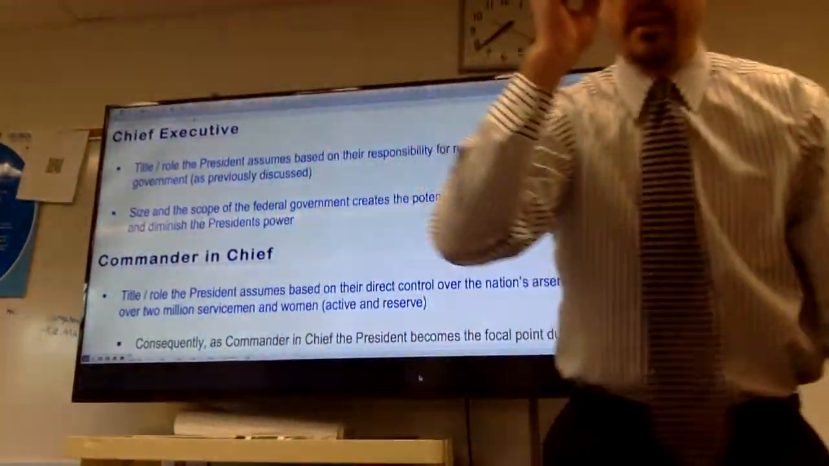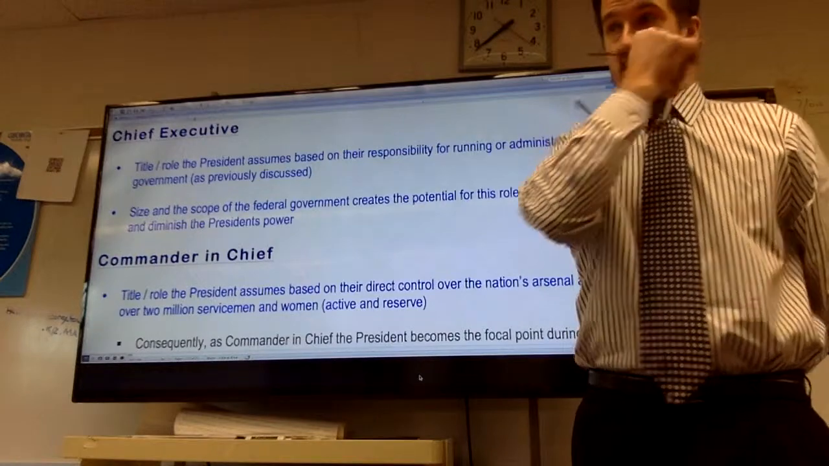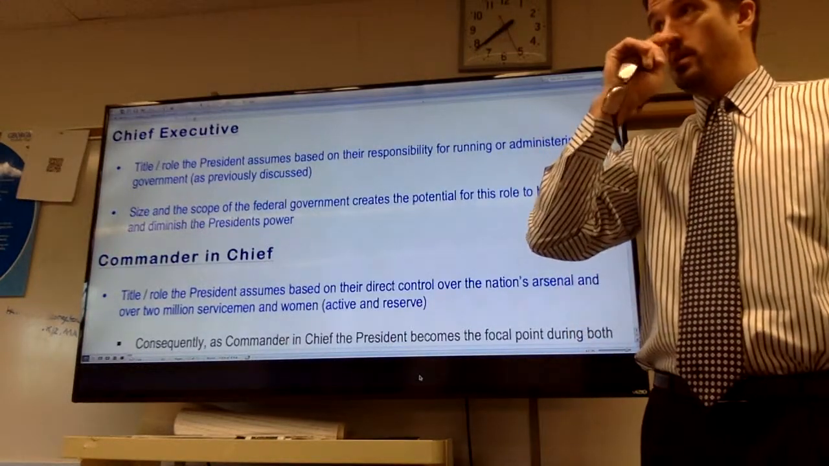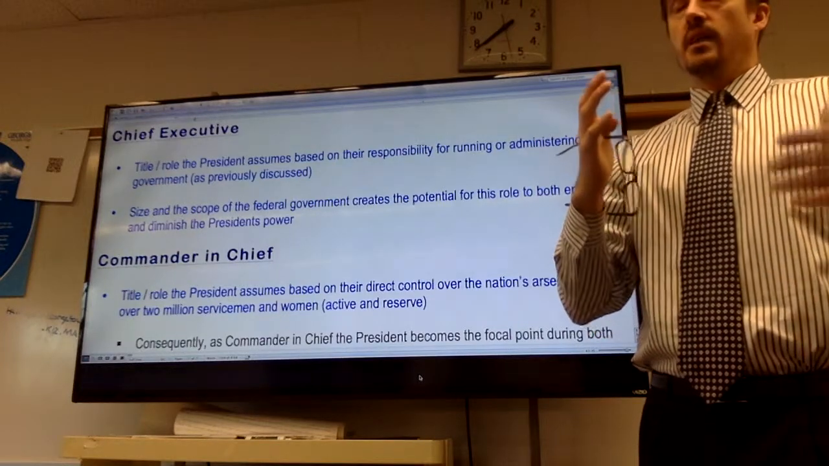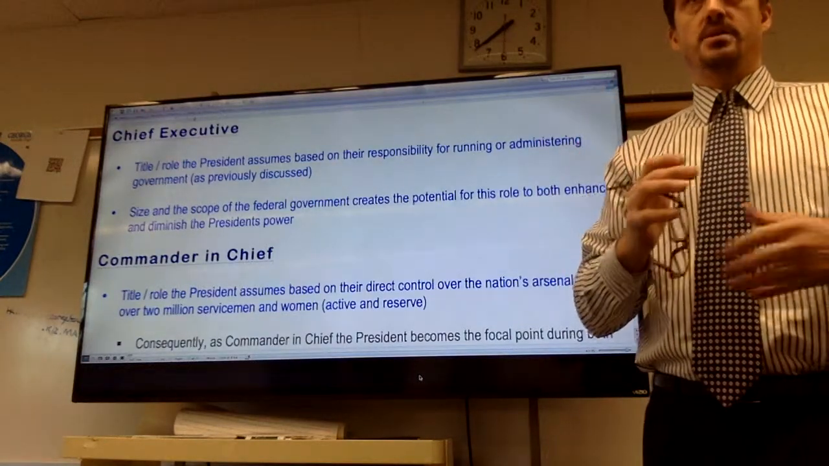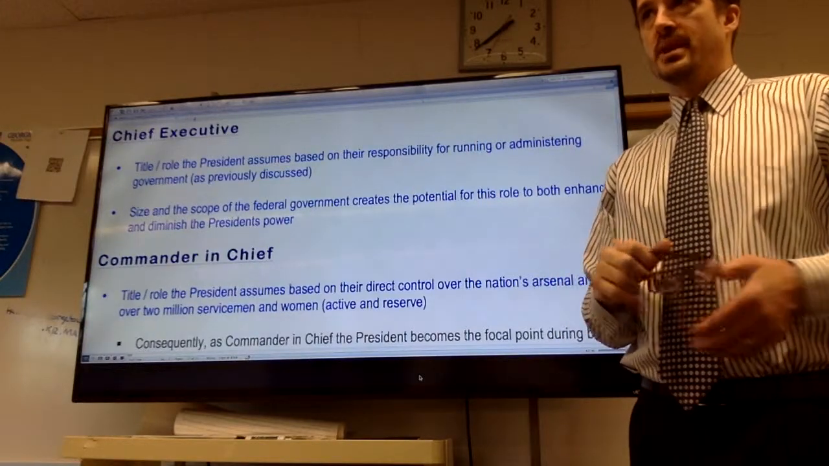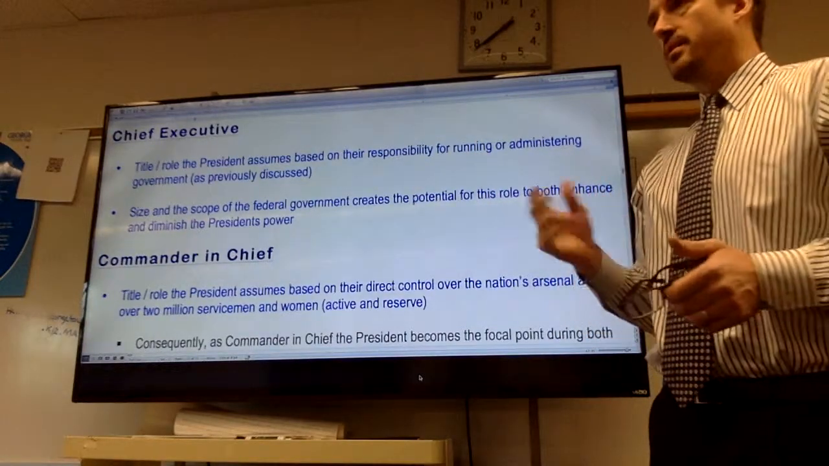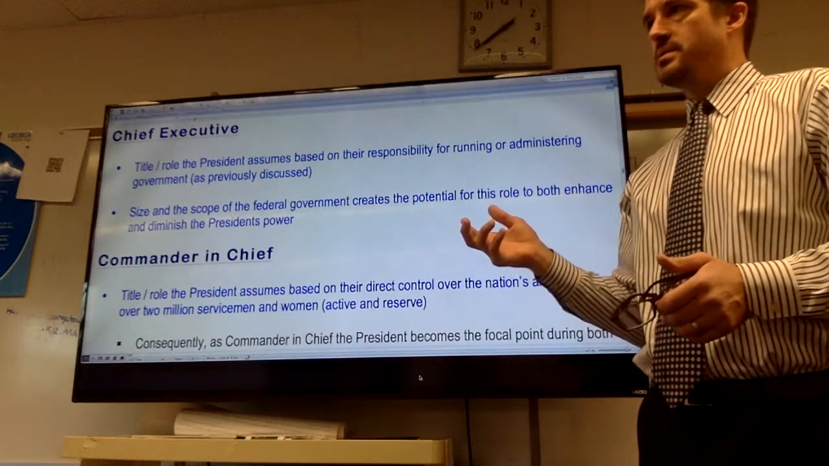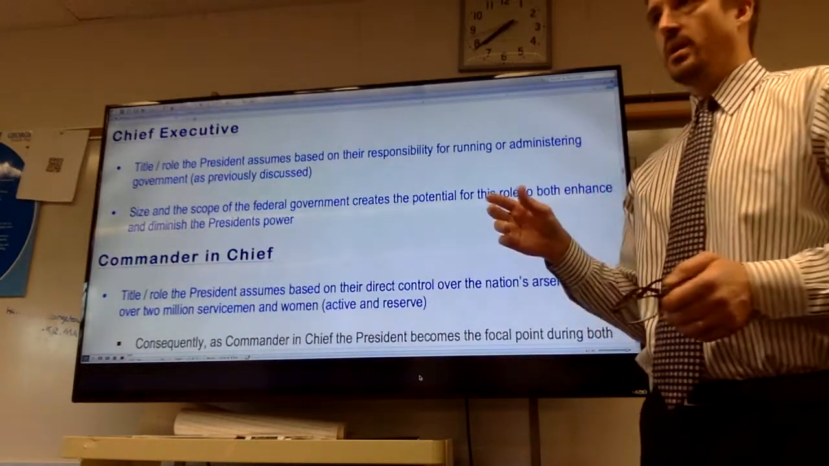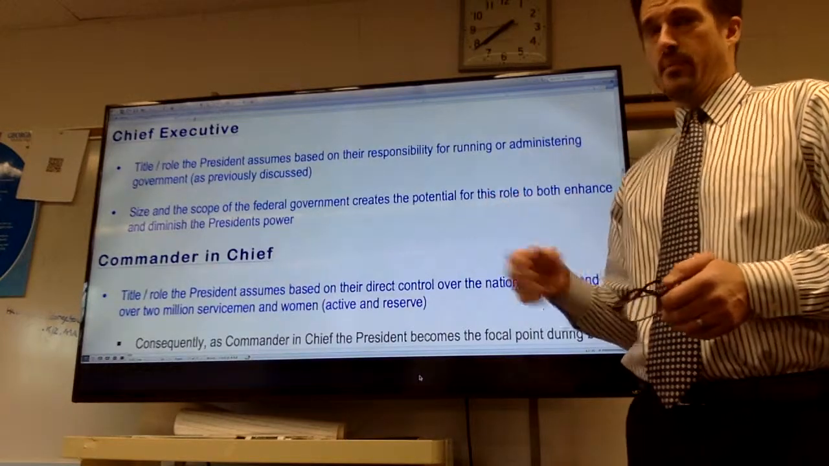Again, what you wanted to be able to do is to at least list, and then define, and then talk about how the president has substantial tools to meet this functional role, and therefore this position enhances their power. Then you want to look at it in the converse and think about the barriers. And so, in some ways, how does this position set the president up for failure?